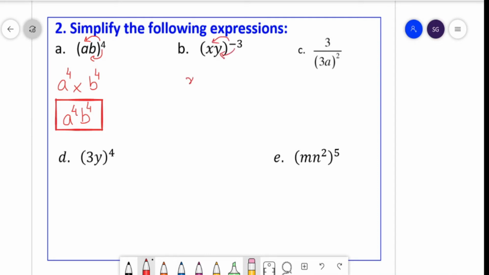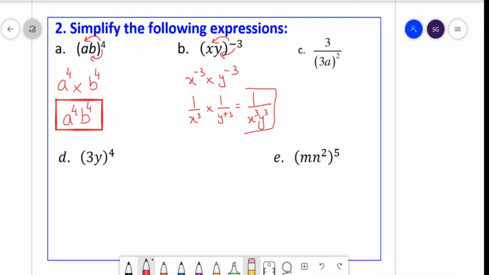Let's give this whole power to each of these bases. You may want to pause the video and try to do these questions by yourself first, and then see the answers with my solutions. This is x power negative 3, so in the denominator this will be positive x power 3. Similarly, y power negative 3, in the denominator it will be positive power, and so the final answer is 1 over x cubed y cubed.